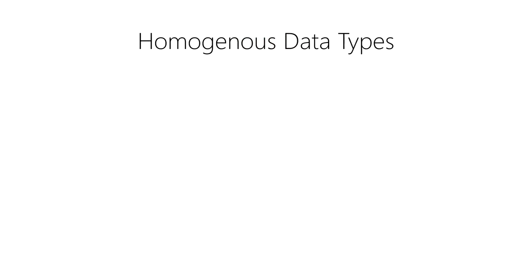In data science, we have several common composite data types. We're going to learn about the ones that you're most likely to encounter. First, we have the composite data types that represent homogeneous data.